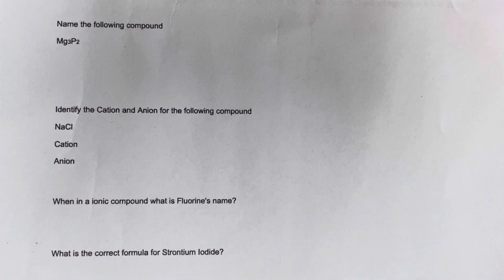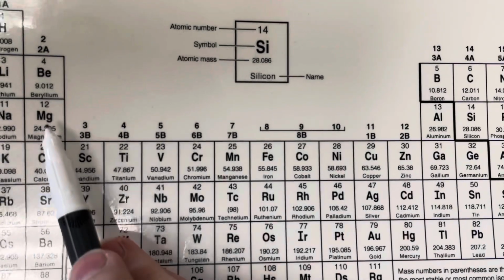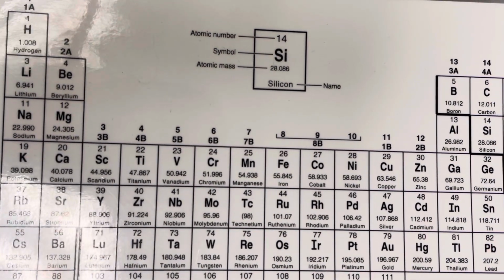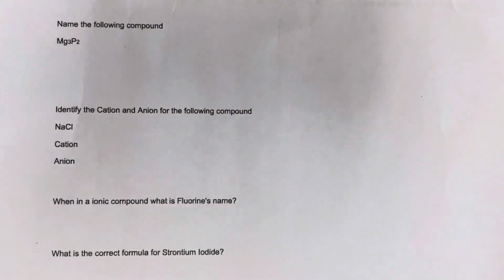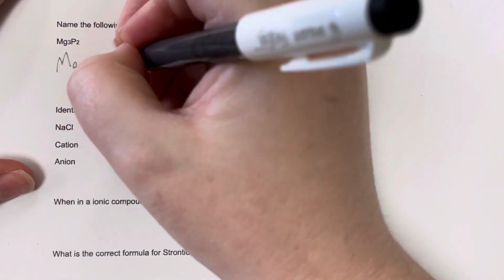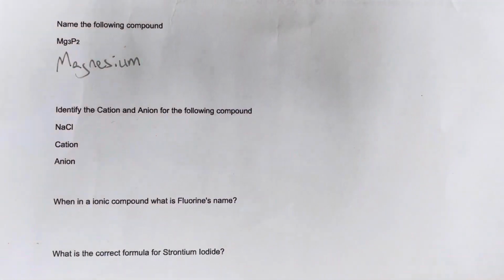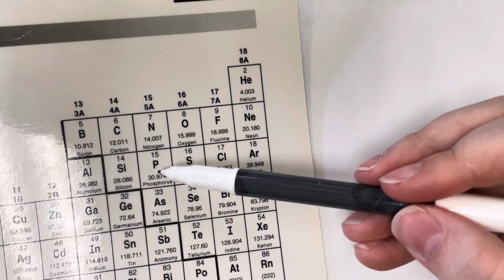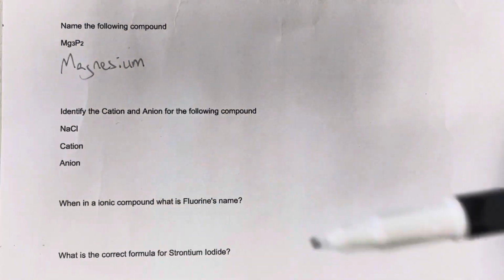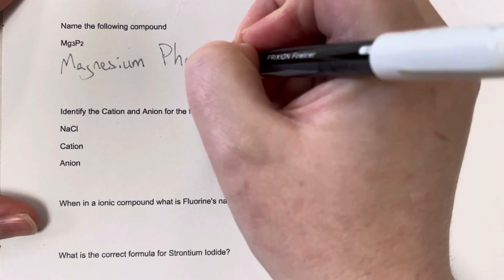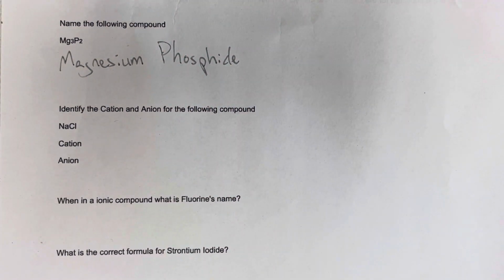Name the following compound, Mg3P2. Mg is magnesium. It is in the first two columns, which makes that a representative metal, so that means that I can just go ahead and write the name. And then P is phosphorus, and I just need to change phosphorus's suffix to "ide", so that will turn that into phosphide. So the compound's name is magnesium phosphide.